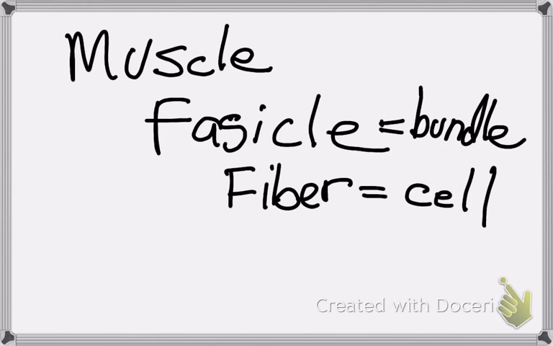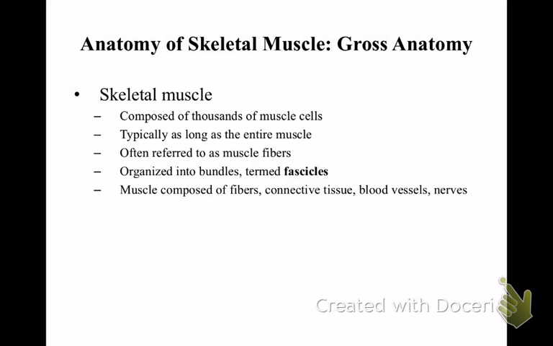We're going to come back to this, but try to keep track of it. So skeletal muscle is composed of thousands of muscle cells. What do we call the cells? Fibers. And we put them in bundles called fascicles. So we have fibers, connective tissue, blood vessel, and nerve, all bundled up.